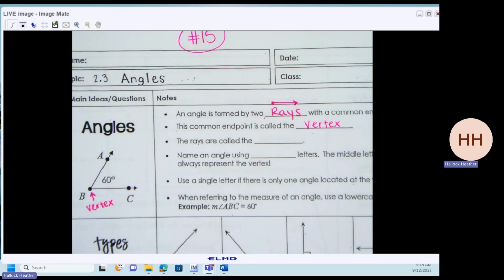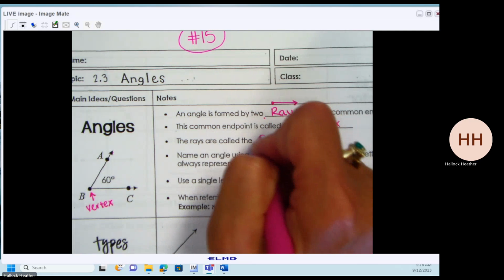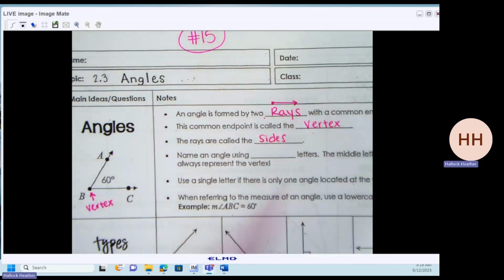And it has two rays that are forming it. So ray BA and ray BC are coming together. They have a common endpoint. That's creating the actual angle itself. The rays are called the sides of the angle, because you have two sides that create an angle. They come together to make an angle.